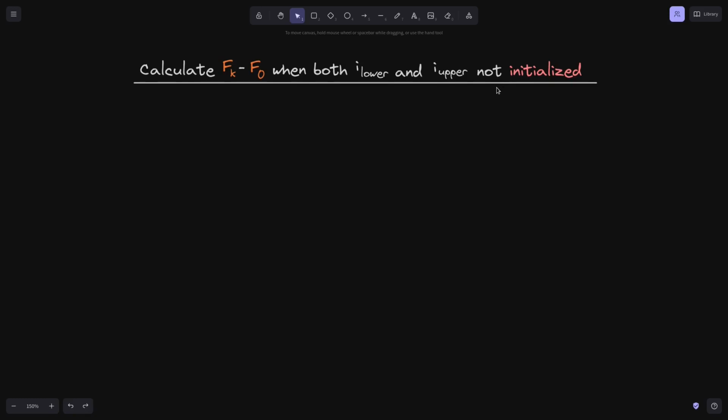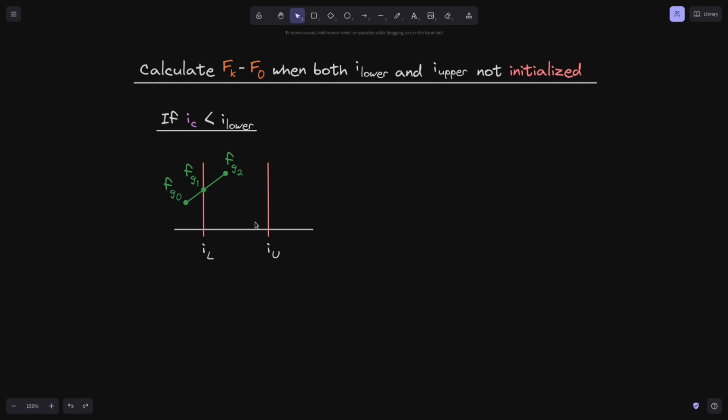When the current tick i of c is lower than i lower, when the current tick i of c is in between i lower and i upper, and the last case when the current tick i of c is greater than i upper. We'll start with the first case, when the current tick i of c is less than i lower. Let's imagine this case. So here we have tick i lower and here we have tick i upper. Both of these ticks are not initialized.